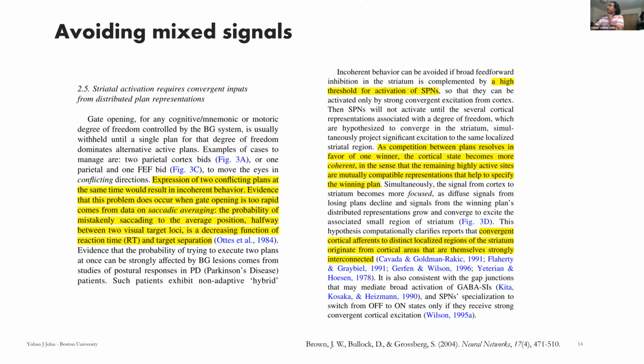So incoherent behavior can be avoided if broad feedforward inhibition is complemented by a high threshold for activation of SPNs, which is widely observed in different ways. So as competition between plans resolves in favor of one winner, the cortical states become more coherent, in the sense that remaining highly active sites are mutually compatible representations that help to specify the winning plan. So this hypothesis computationally clarifies reports that convergent cortical afferents to distinct localized regions of the striatum originate from cortical areas that are themselves strongly interconnected.